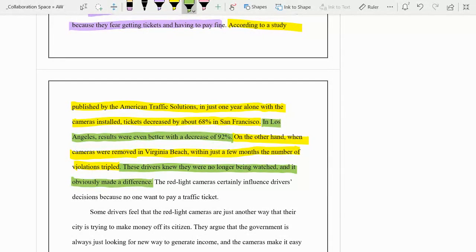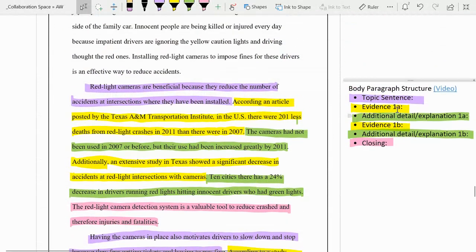So, finally, I am going to have my conclusion sentence, which is going to restate the topic of this paragraph, which is that red light cameras certainly influence drivers' decisions because no one wants to pay a traffic ticket. This is the structure that you are going to use when writing your body paragraphs today. Refer back to this video or this mentor text in order to help you as you write your body paragraphs. Happy writing!